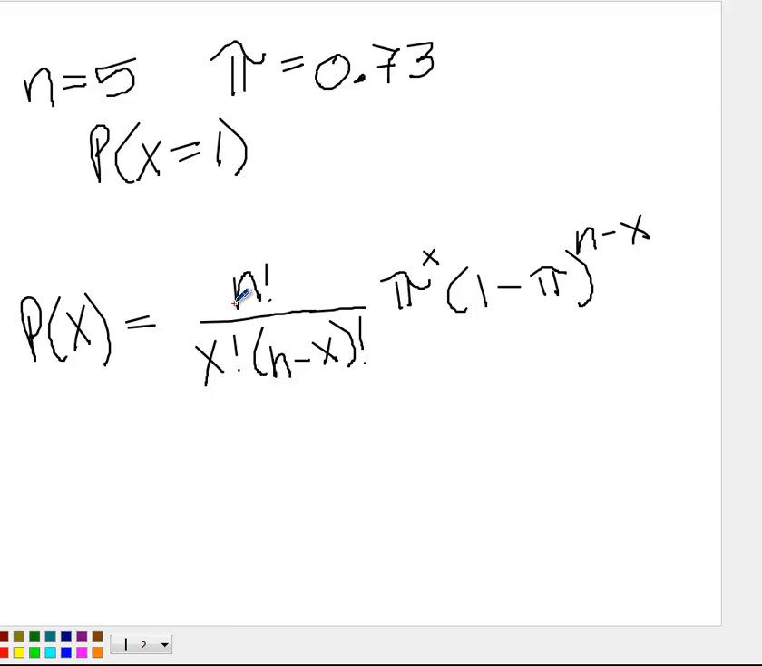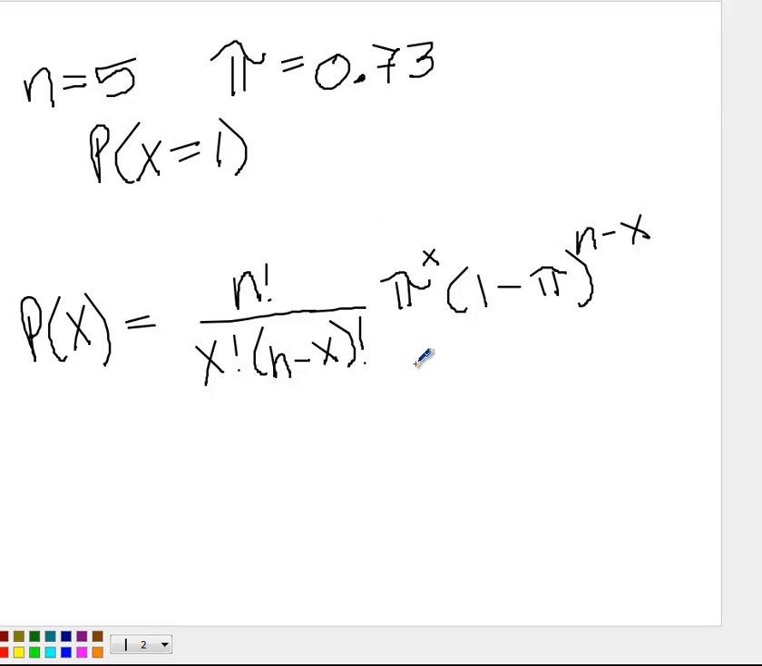This is a problem similar to number 3 in your homework assignment in my stat lab. This is a binomial distribution and they gave you n as 5. They gave you the probability as 0.73. They want you to figure out the probability that x is equal to 1.